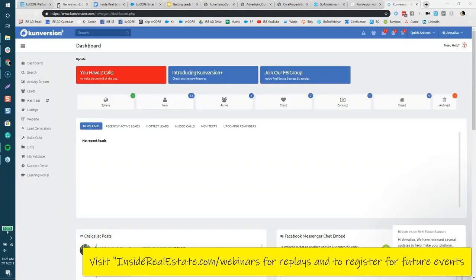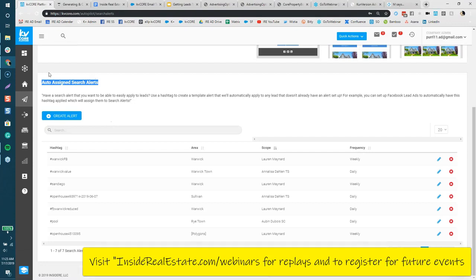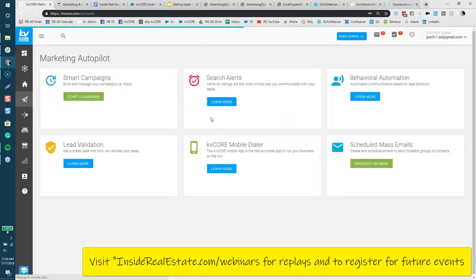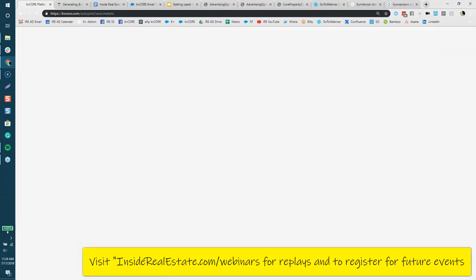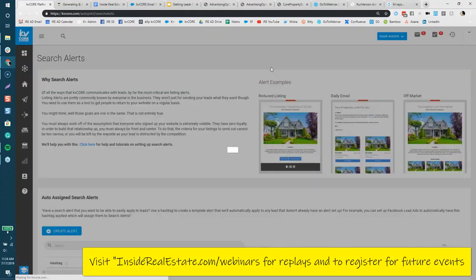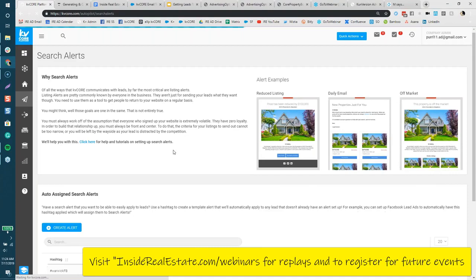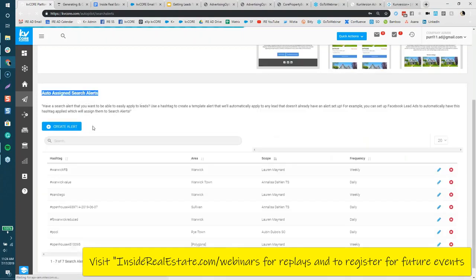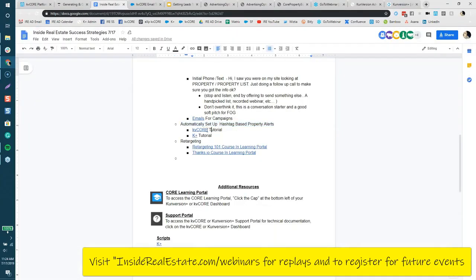So within KV Core, if you want to set up these auto-assigned search alerts, you're going to click on your marketing autopilot, that little paper airplane down the left side, the 4th option down. And then you will click into search alerts, learn more. And right below the how-to, description, why, and so forth, you'll see the auto-assign search alerts and how to create the alert and search for anything you may have set up. And the links on this will actually lead you to those little short and sweet tutorials.